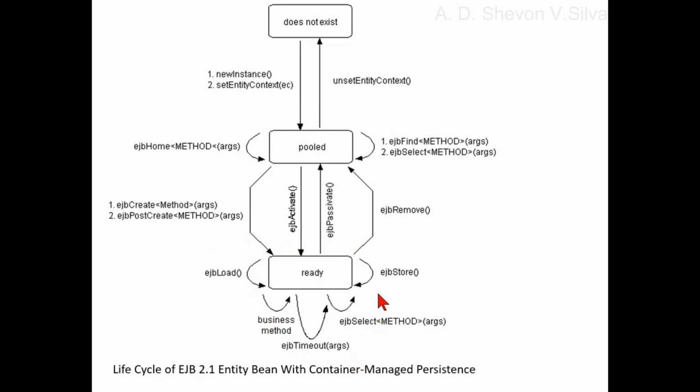ejbActivate: the container calls this method directly before it activates an object that was previously passivated. Perform any necessary reacquisition of resources in this method.